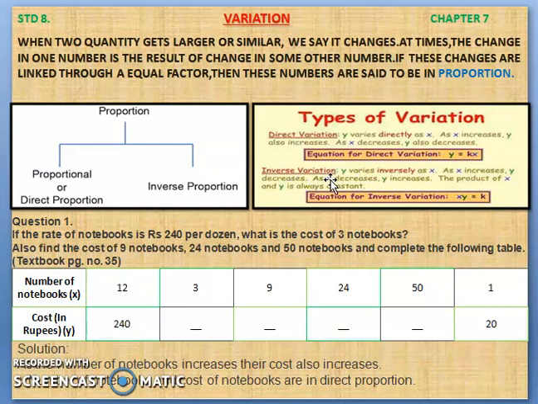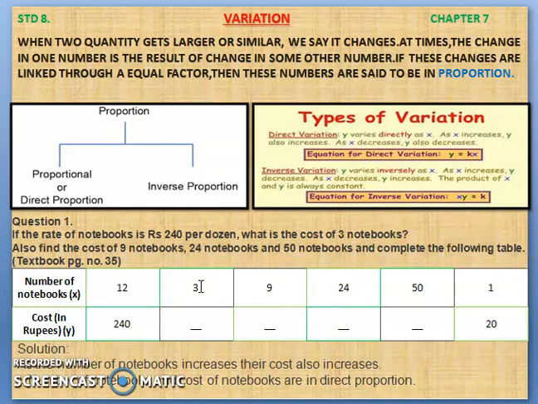Inverse variation: y varies inversely as x. That means as x increases, y decreases. As x decreases, y increases. The product of x and y is always constant. That means the equation of inverse variation will be xy equals k.